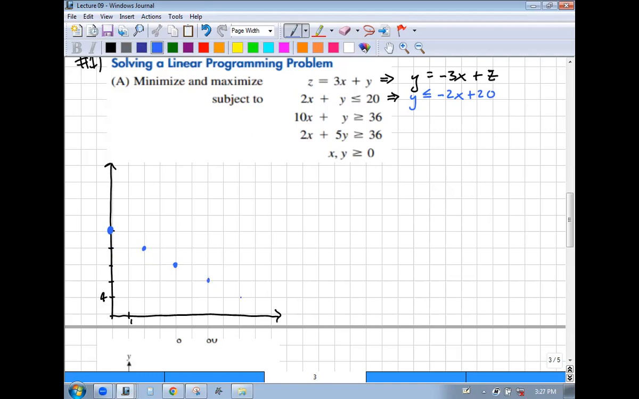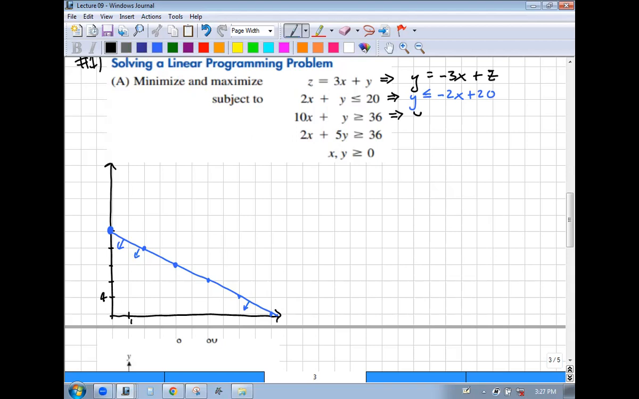Let's see. So far we have this guy, and we want y values to be less than that. So we're looking at this side of that line. Okay, so we'll just keep that in mind instead of scribbling all over it. All right, let's try the next one here.